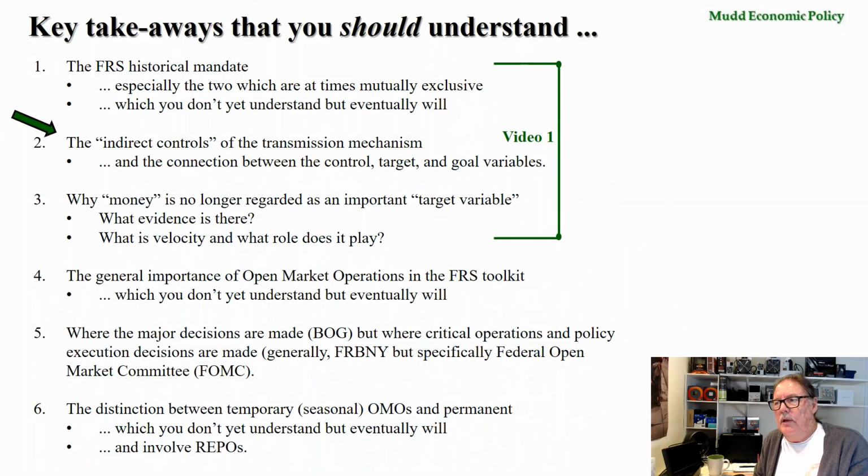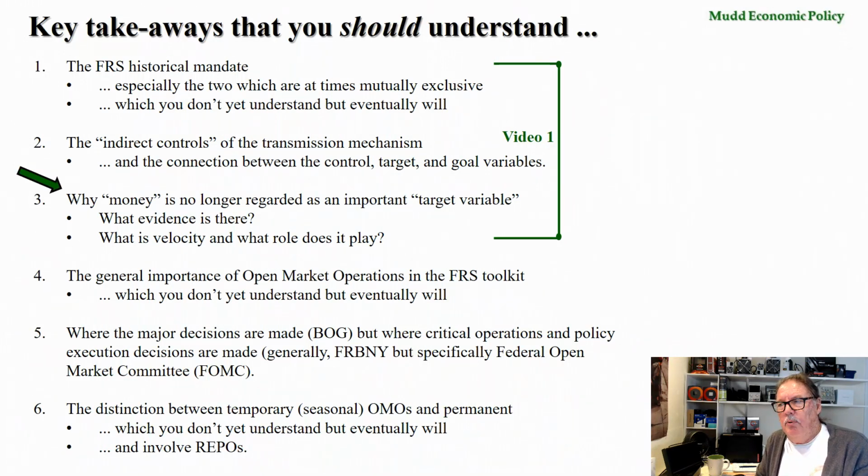And you need to try to remember the indirect controls of the transmission mechanism. Remember, we said they have a control variable that they can precisely control, and with that they hope to influence a target variable that has a big impact upon GDP, and in so doing, they can actually impact the growth rate of GDP and other subordinate goals of that kind. So the indirect controls of the transmission mechanism is what I'm talking about here. And remember the connections between the control, target, and goal variables.